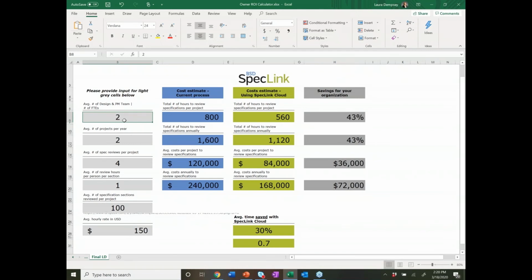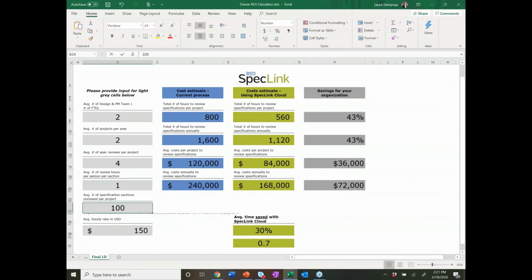You can look at what's the average number of people that you have on your team, full-time employees. I actually put it in small numbers because we may be facing a downturn, so we want to make it realistic. How many average number of projects do you do in a year, and what's the average number of spec reviews per project? So we know we had at least four checkpoints at the 30, 60, 90, and 100% mark. Then we also had the average number of hours per person per section, and then the average number of specification sections reviewed per project. Anywhere in this place, we can reduce this number or make it bigger.